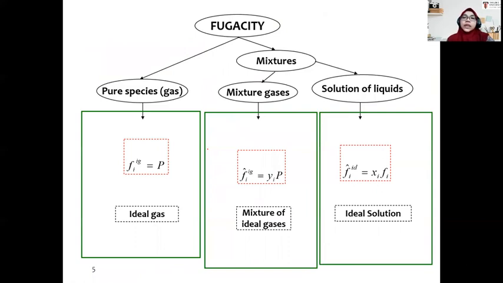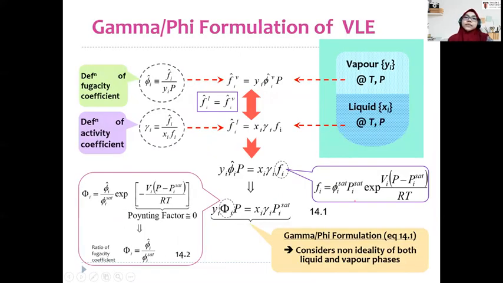activity coefficient. The fugacity can be divided, as we have also learned, into the fugacity of pure species, mixture gases, and also the solution of liquid. For the pure species, or the ideal gas, the fugacity is equivalent to the pressure, or the fugacity coefficient equals 1. For the mixture of gas, we consider the composition in the gas phase. And for the solution, the fugacity in the ideal solution is equal to the composition in the liquid phase, or we can use this expression to express the ideal solution. Okay, next, how can we obtain the gamma?